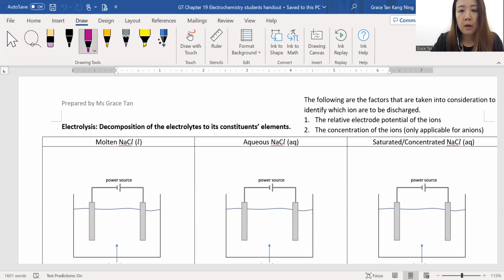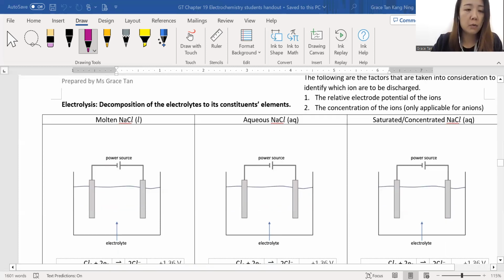Now, we will take into consideration two factors. Please look at the top right corner. There are two factors that we need to consider when we want to determine which ions will be discharged at the respective electrode. Number one, we need to look at the standard reduction potential, or the standard electrode potential. Second, we also need to consider the concentration of the ions, and this only applies to anions, not to cations.